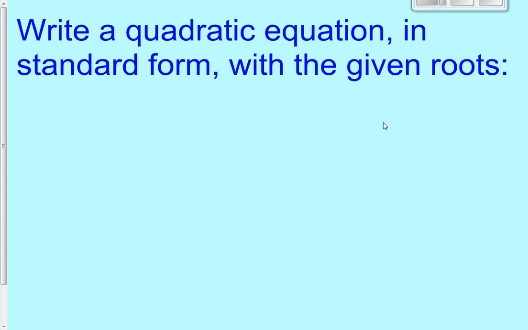Hi class, we are continuing our notes with quadratic equations. This time we're going to write an equation in standard form when we have the given roots.